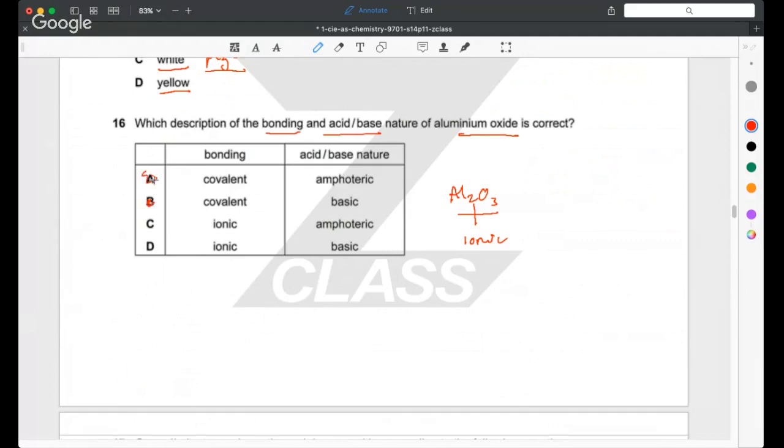And that means we can scrub that one out, and that one out straight away. Yeah, we've got rid of those. So that just leaves us with these two choices here. Aluminium oxide is one of the classic examples of a metal oxide that is not basic, like many metal oxides, but is amphoteric. Amphoteric means that it can react both with bases and with acids. And so C is the correct answer here because aluminium oxide is ionic, and it reacts with acids and it reacts with bases, it's amphoteric.